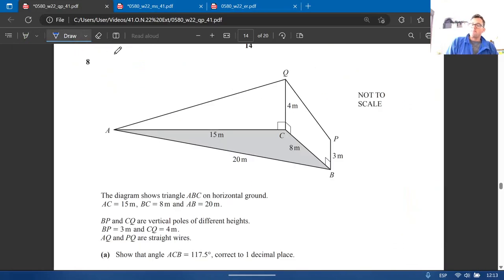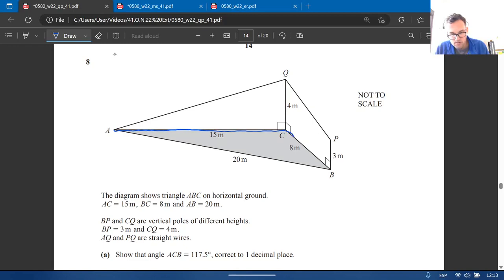Right, question 8. What do we see here? Well, I see triangles in a trapezium set in a 3D setup. Read all the information very carefully. The diagram tells you it's a horizontal ground, gives you the lengths of each of the sides. They tell you these are vertical poles, and there's wires, and they show you the heights. And then it talks about angle ACB. Angle ACB is in a triangle.